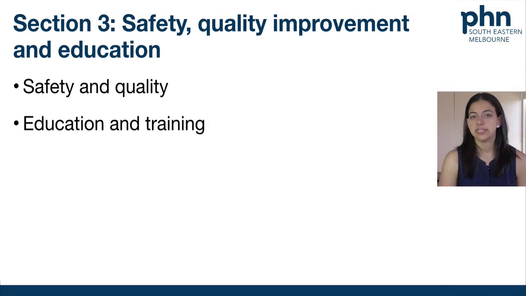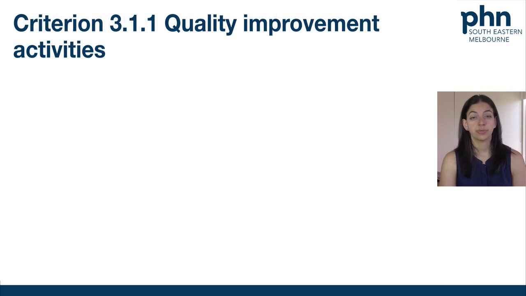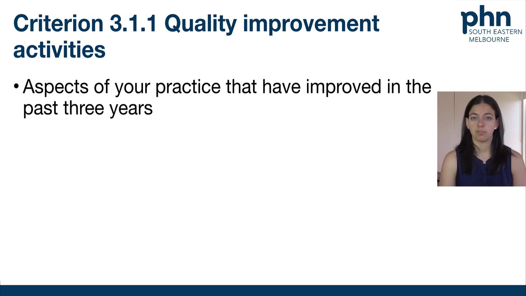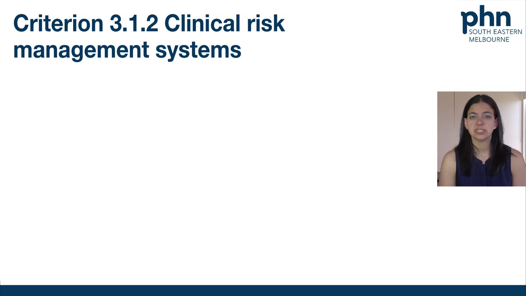The key criterion and indicators worth a special mention as part of this section include Criterion 3.1.1, quality improvement activities. Now, as part of this indicator, you may need to describe aspects that your practice has improved over the past 3 years. Criterion 3.1.2, clinical risk management systems.